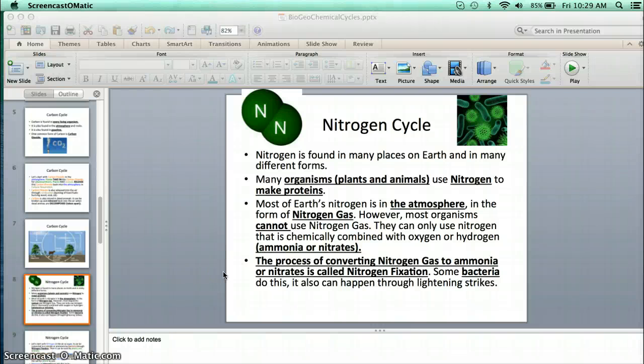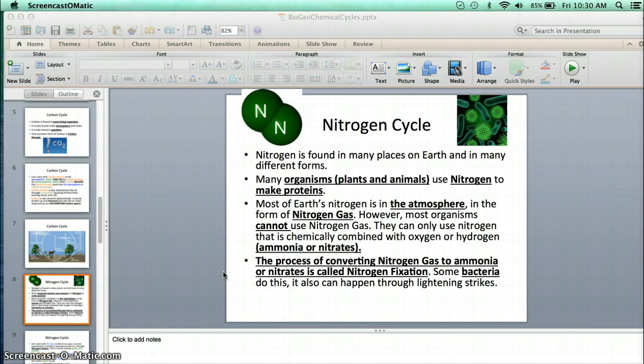Okay, the next cycle that we're going to talk about is the nitrogen cycle. So you might not think about it, but nitrogen is actually found in many places on Earth, and it's found in many different forms. And organisms, plants and animals in particular, use nitrogen a lot to make proteins. Nitrogen is a part of that process.